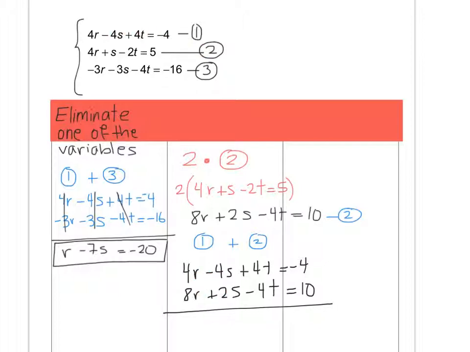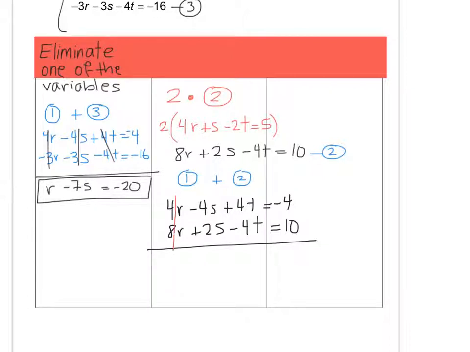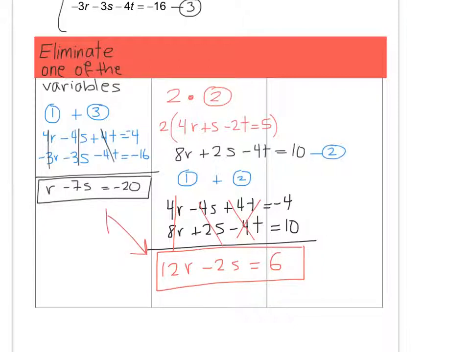So let's do that. 4r plus 8r is going to be 12r. Negative 4s plus 2s, that's going to be a negative 2s. Positive 4t, negative 4t, they cancel each other, and that's what I wanted. And negative 4 plus 10 is going to be equal to 6. So now I have a second equation with only two variables, which are r and s, exactly like this one, r and s.